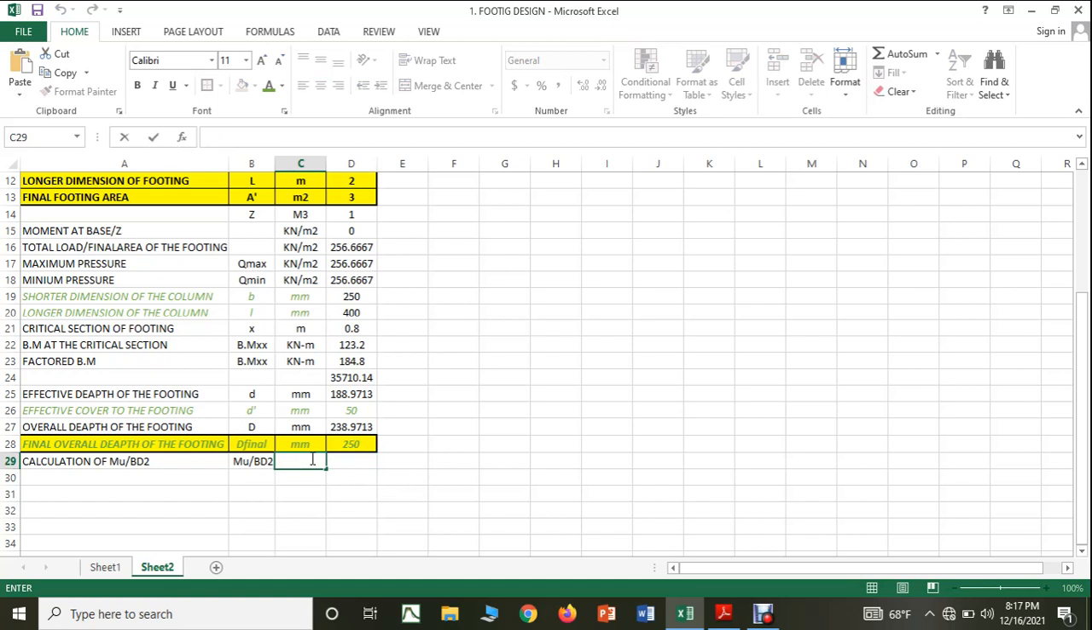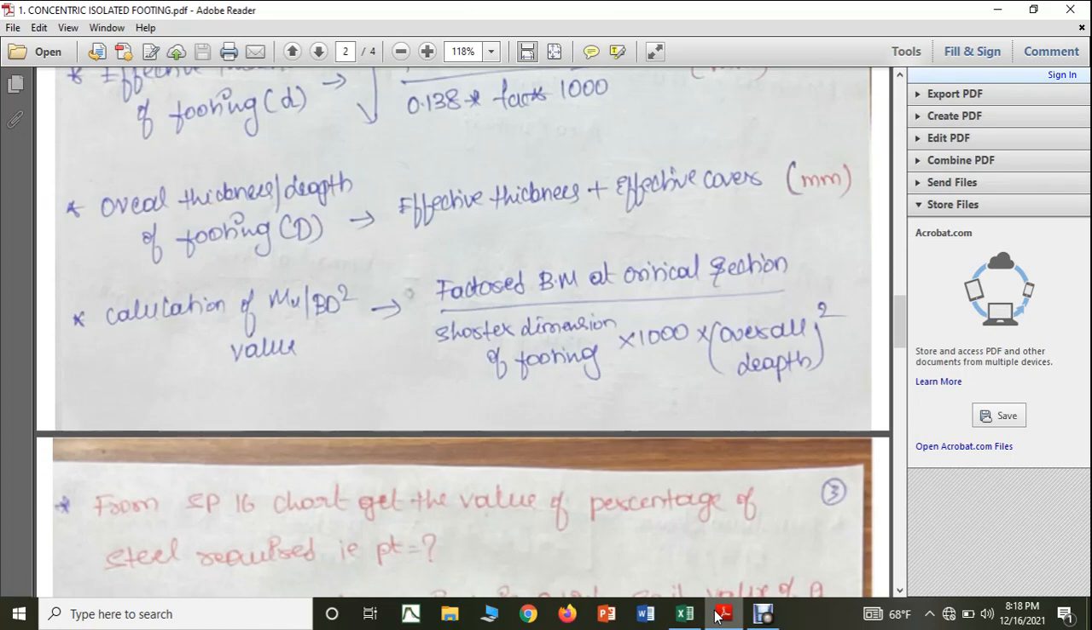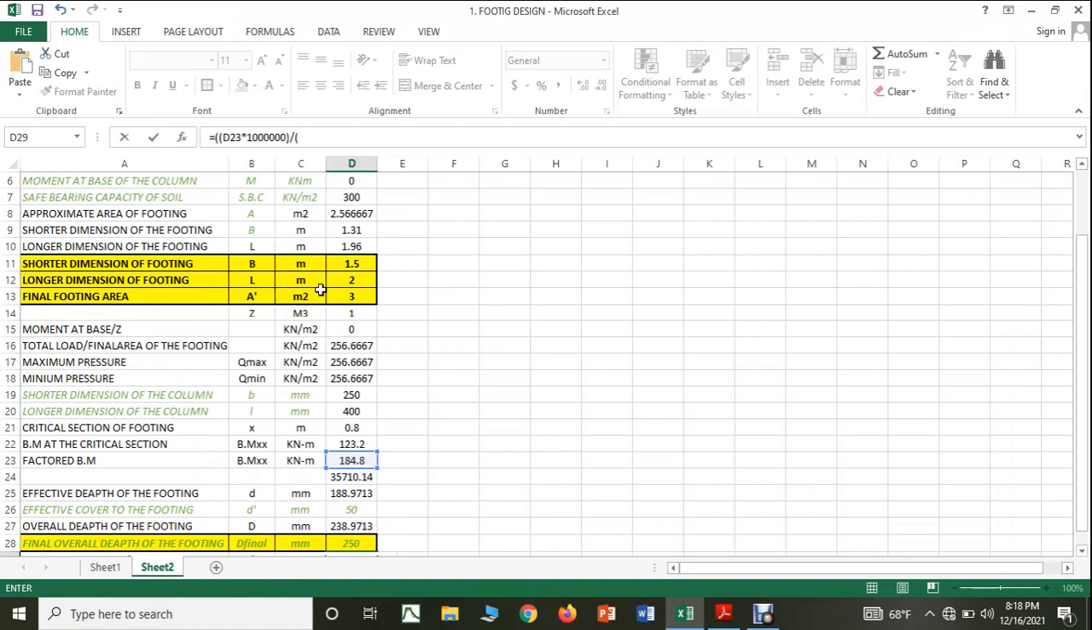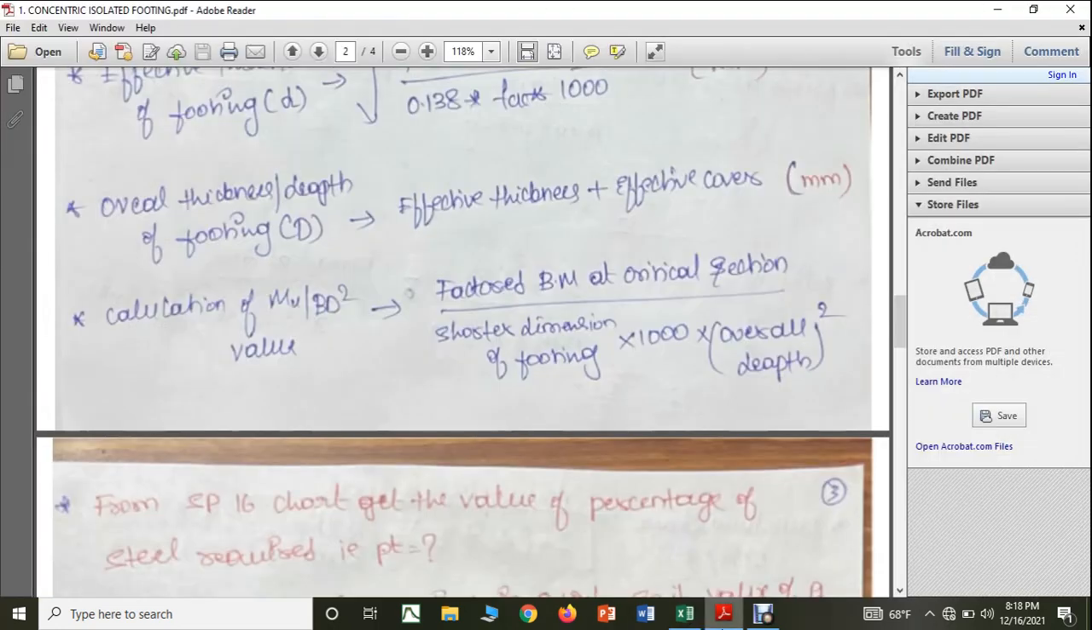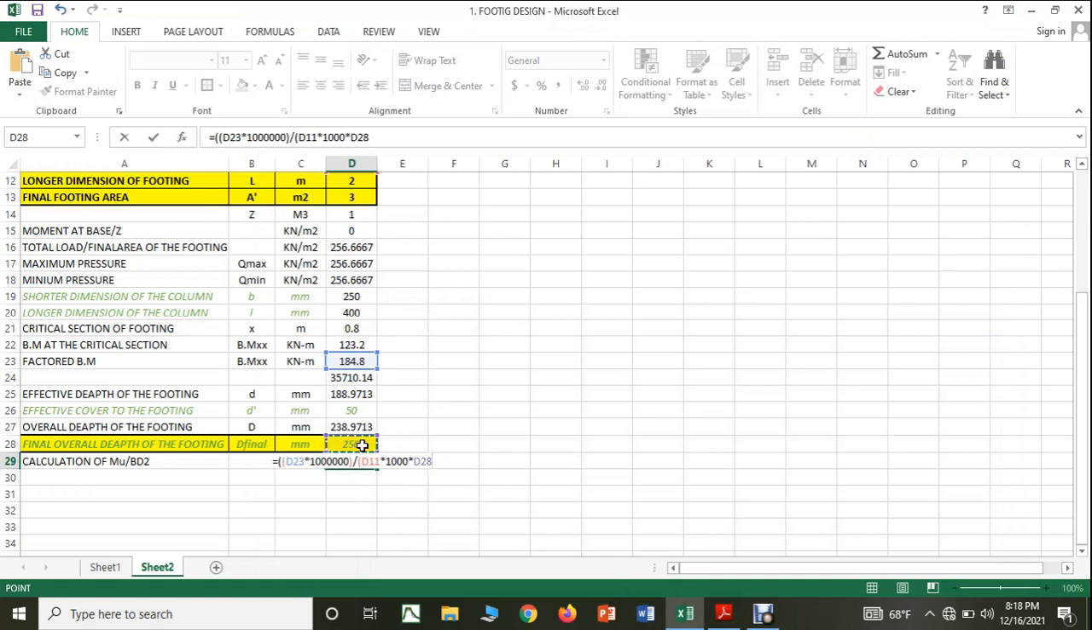So there will not be any unit for this. Now I have to calculate Mu by bd square. Therefore I will keep first Mu, that is the factored bending moment, into 1000 two times because I need to make it into Newton mm. Divide by the shorter dimension of the footing, that is 1.5 multiplied by 1000, into the overall depth square, that is 250 into 250. That will give you your Mu by bd square value, 1.97.